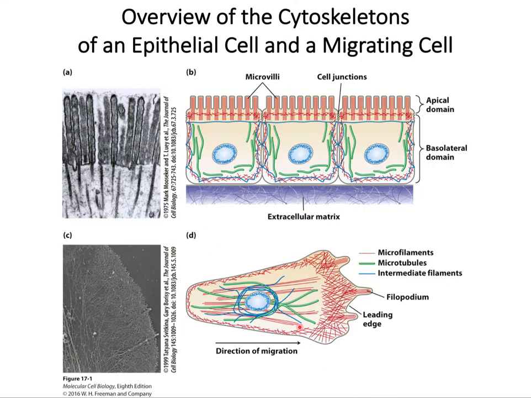This is an overview of the cytoskeleton of epithelial cells. In the top panel, you can see an epithelial cell, and you can see a migrating cell at the bottom. In the illustration, the microfilaments are in red, the microtubules are in green, and the intermediate filaments are in dark blue. The nucleus is the light blue oval.